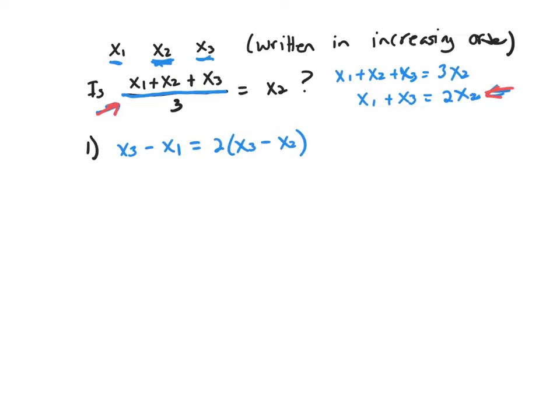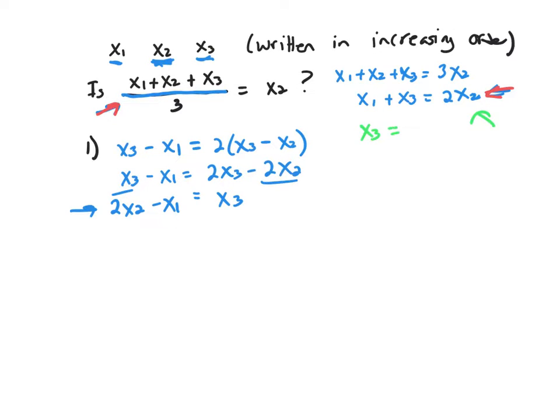Well, let's see. So that's x3 minus x1 equals 2x3 minus 2x2. And we can subtract x3 from both sides. And that leaves me with negative x1 equals x3 minus 2x2. And let's add 2x2 to both sides: 2x2 minus x1 equals x3. Is that equivalent? Yes. Because if you look here, if you subtract x1 from both sides, you get 2x2 minus x1. And that's equivalent. So clue 1 works.